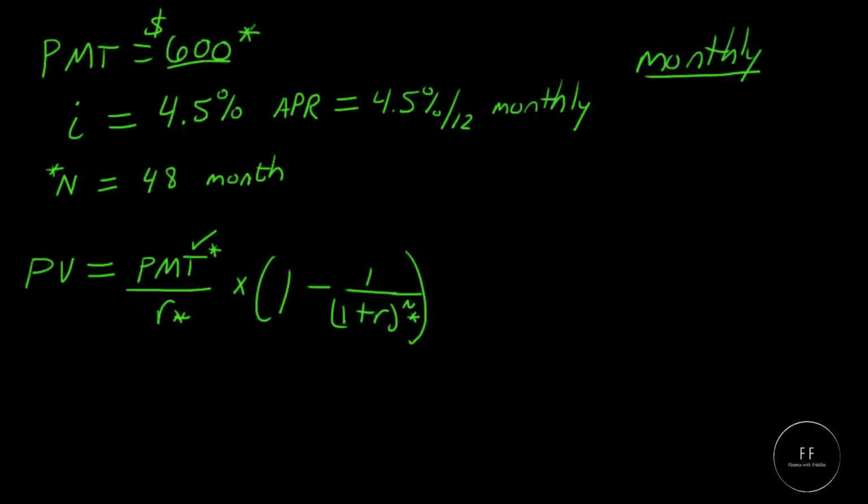As far as the R goes, we're going to be using this 4.5% divided by 12, so we understand that down there. We'll make sure that we plug that both in the R here as well as the R there. And the last one is this value N right here. We need to make sure that it's in months, so we're going to use this value 48 to make sure that we calculate that correctly.